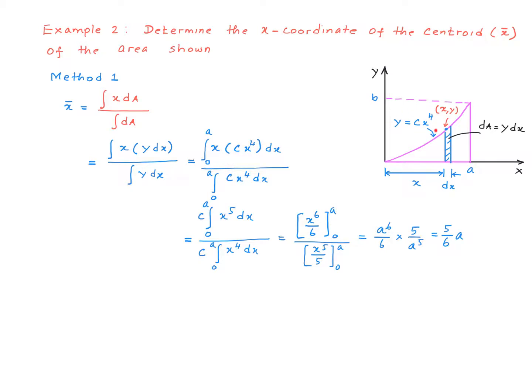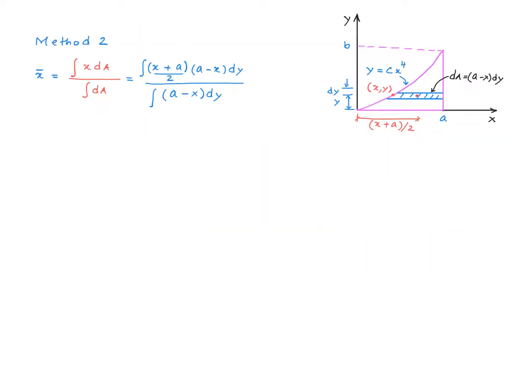Alright, substituting this for y, performing the integrations and applying the limits, we end up having this expression for x bar. x bar is 5/6 a. In the second method, I'm taking my differential strip to be horizontal like shown here. One thing you want to be careful about in this formula for x bar is that x in this expression is the distance to the centroid of the differential area.